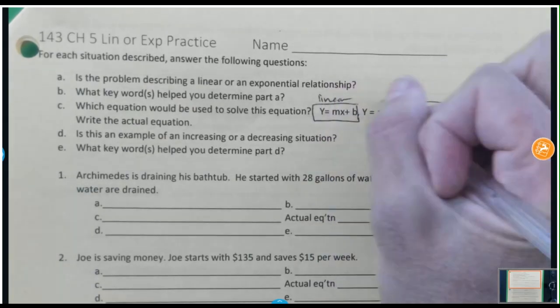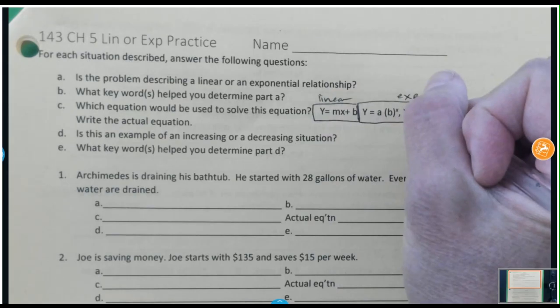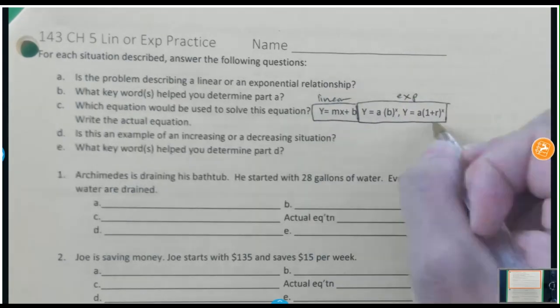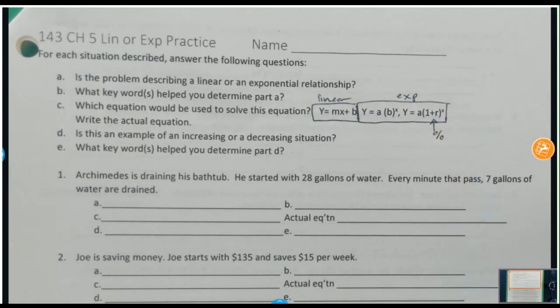Now, these two are both exponentials, but what's a really easy way to decide that you're going to use this one right here? Right, if you're given a percent, it's going to be that formula. And then you're going to write the actual equation. D, is this an example of an increasing or a decreasing situation? And what words, because again, this is quantitative literacy, so we study words along with math.